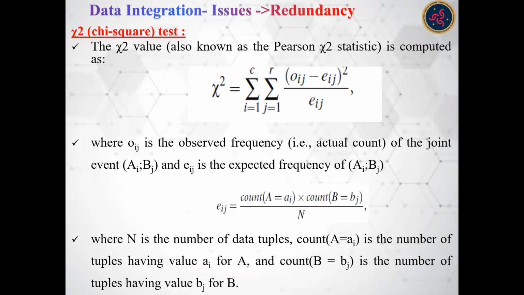divided by the total number of tuples. So by applying this formula, we will get the expected number.